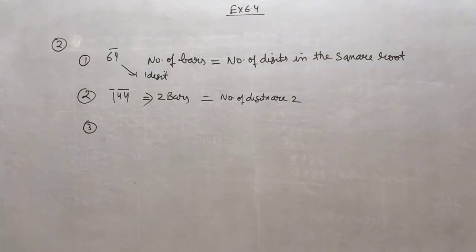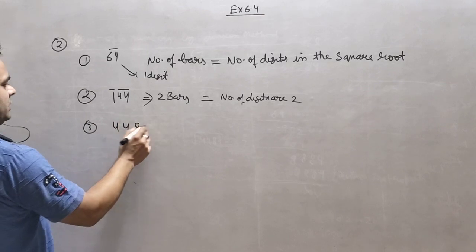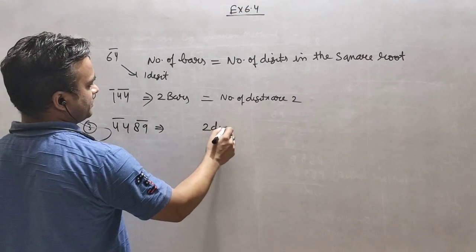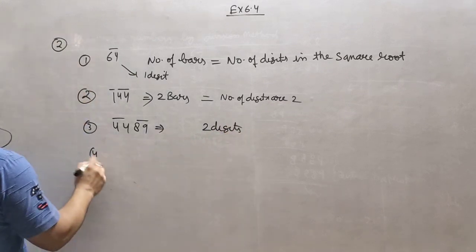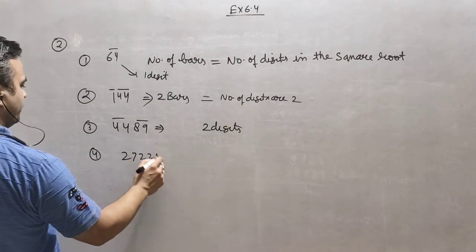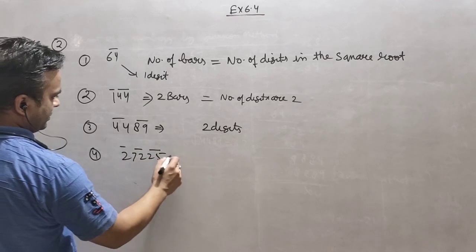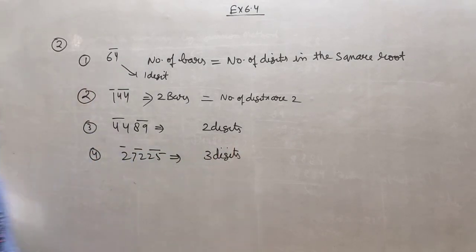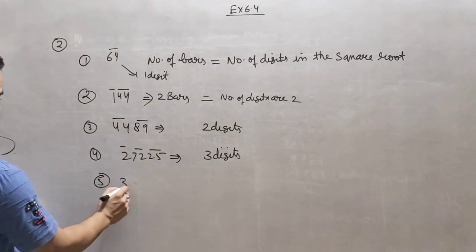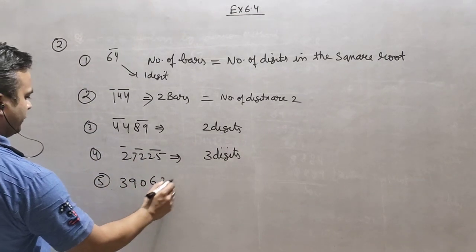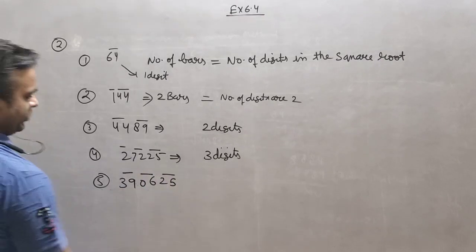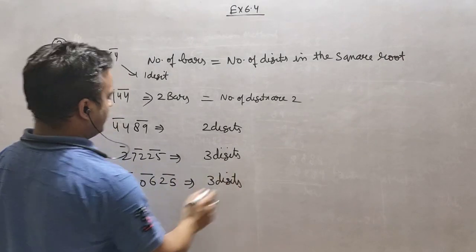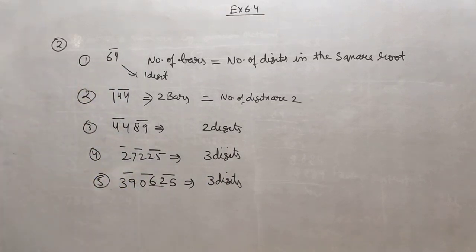I think it is simpler than the others. 4489. How many bars? Two bars. So it means two digits. Okay, 27225. 1, 2, 3. How many bars? Three bars. So three digits. If there is 390625, 1, 2, 3. How many bars? 3. So 3 digits. It means in the square root of this one, 3 digits will be there.